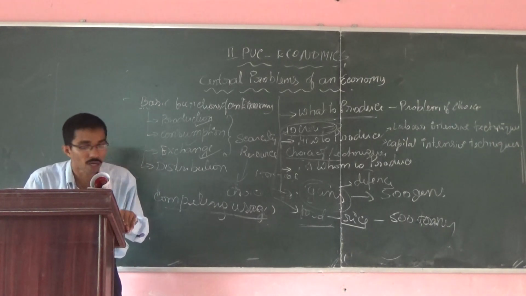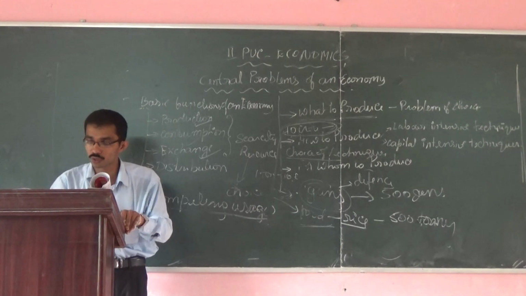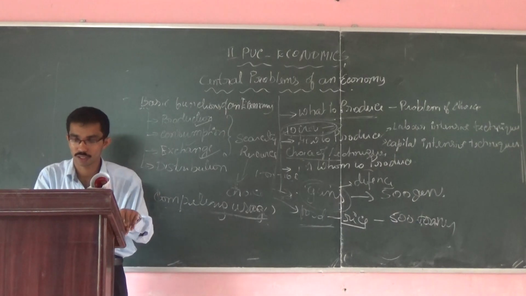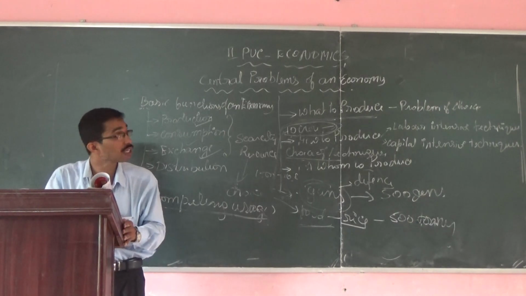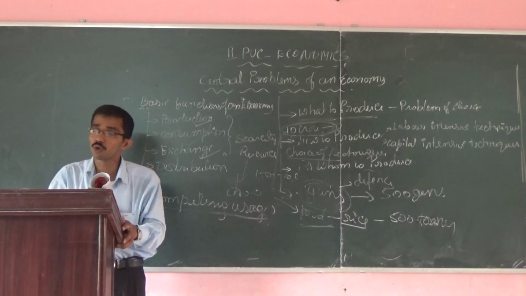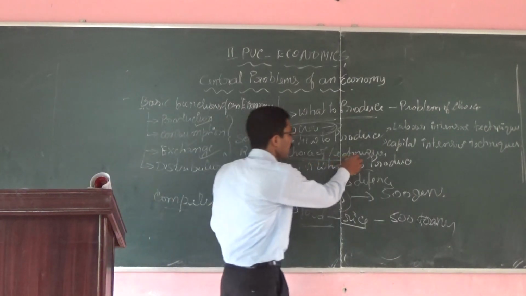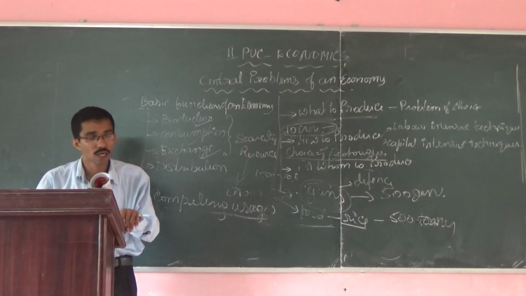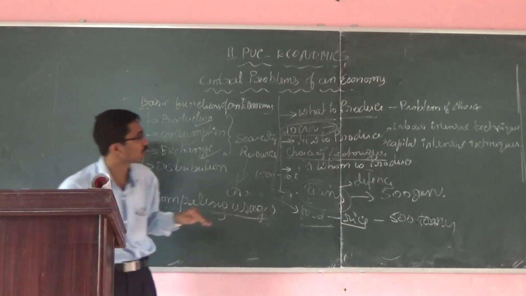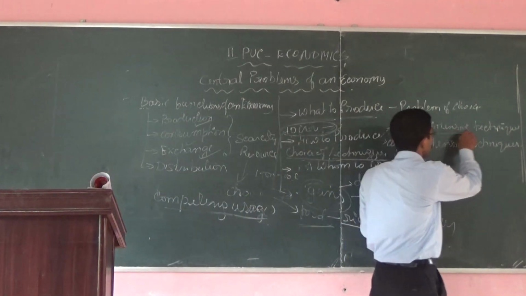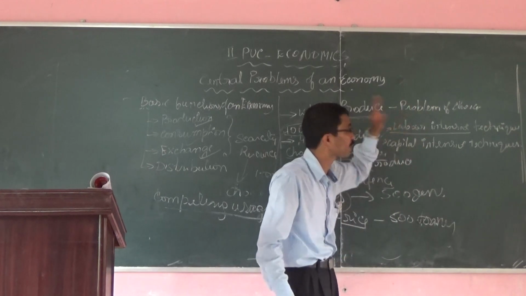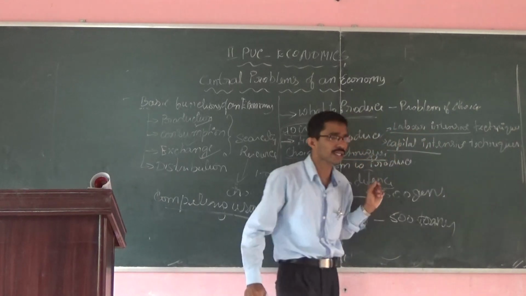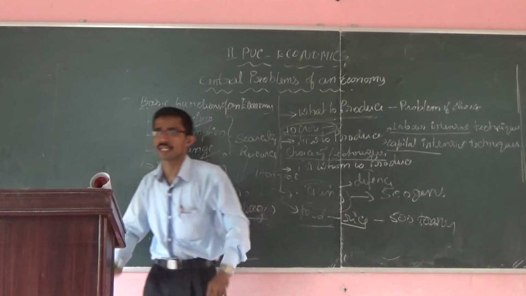This second problem, how to produce, is a problem relating to the choice of technology. It is one of the crucial problems of economics. There are two techniques of production: labor-intensive techniques and capital-intensive techniques. What is the meaning of labor-intensive techniques and what is the meaning of capital-intensive techniques?